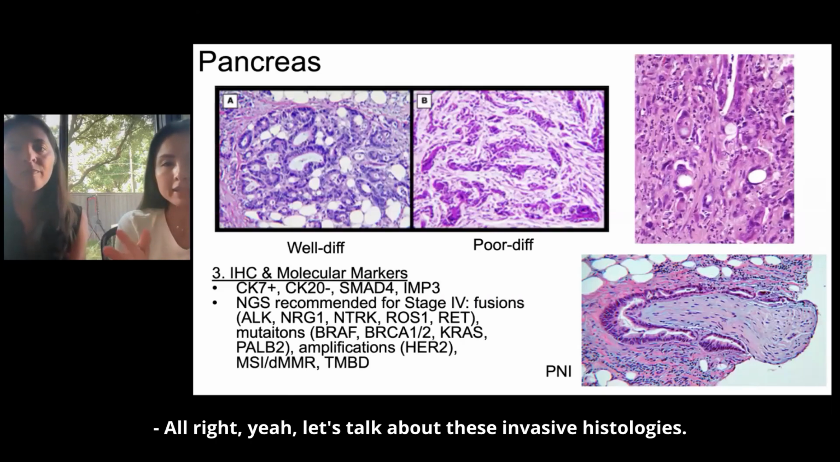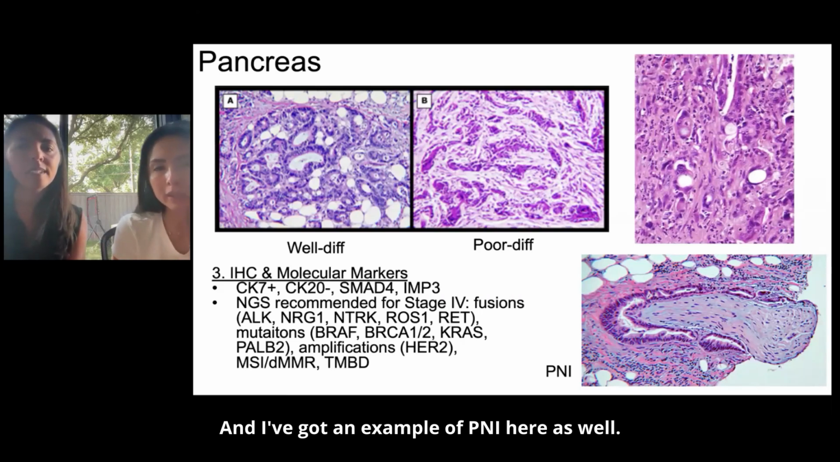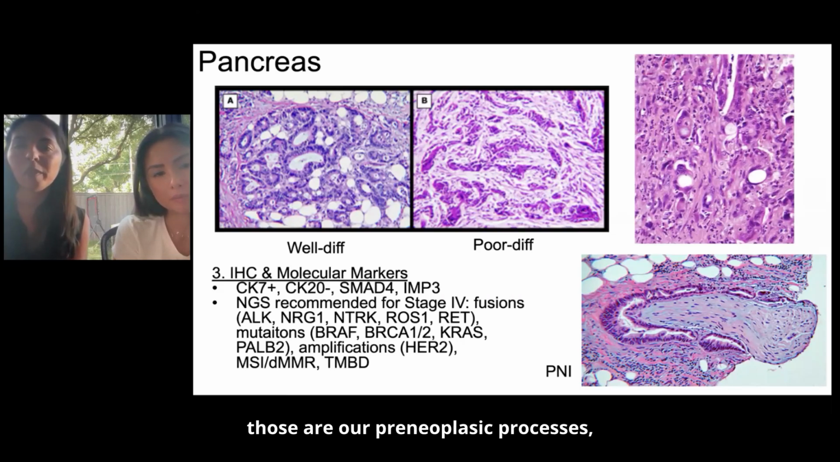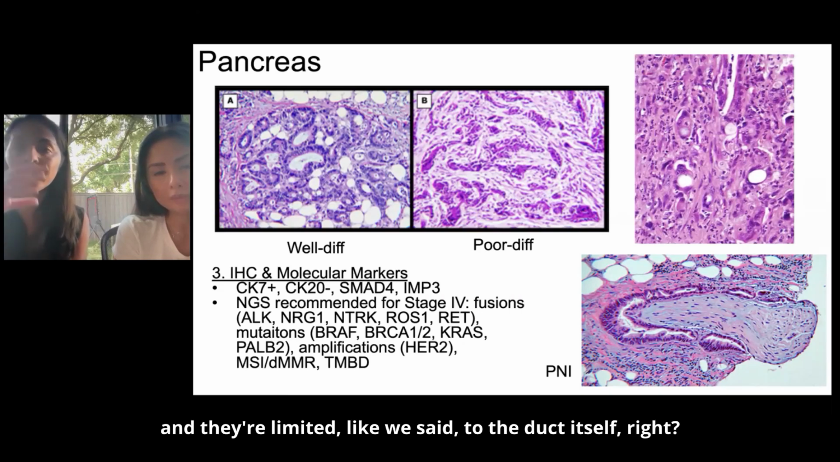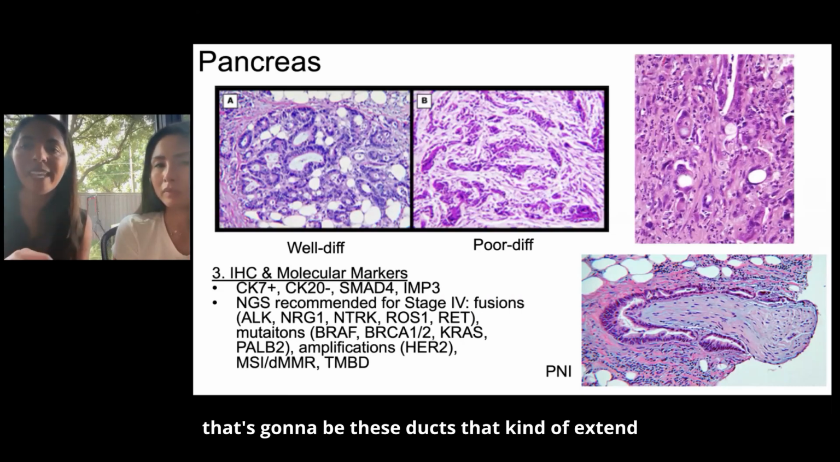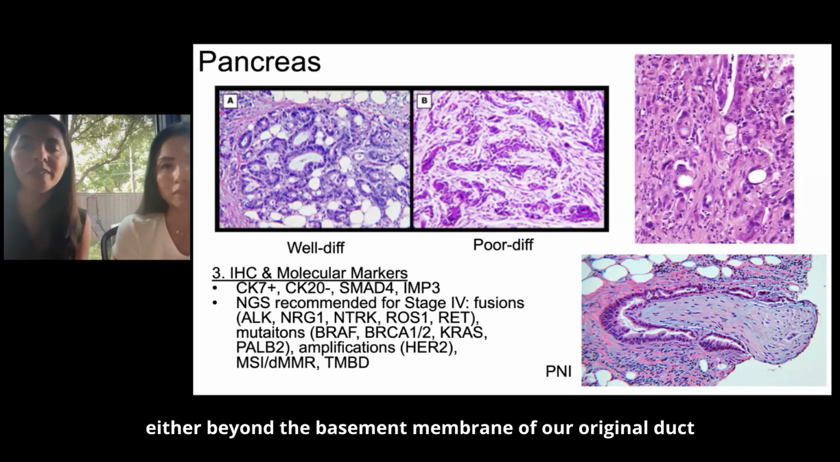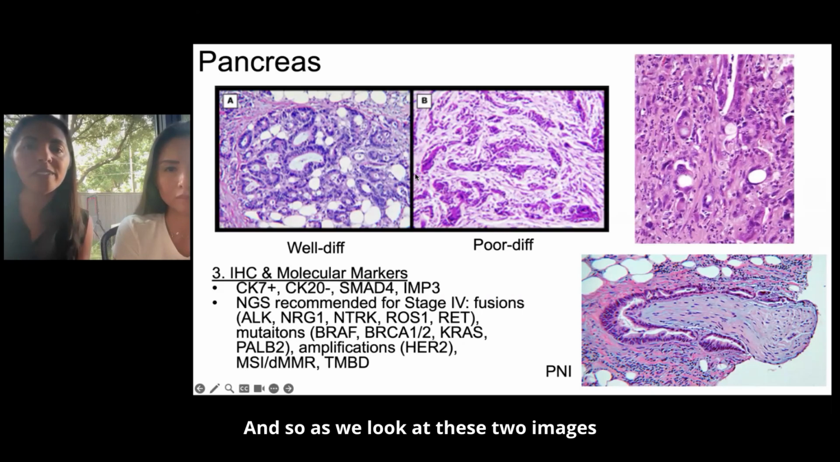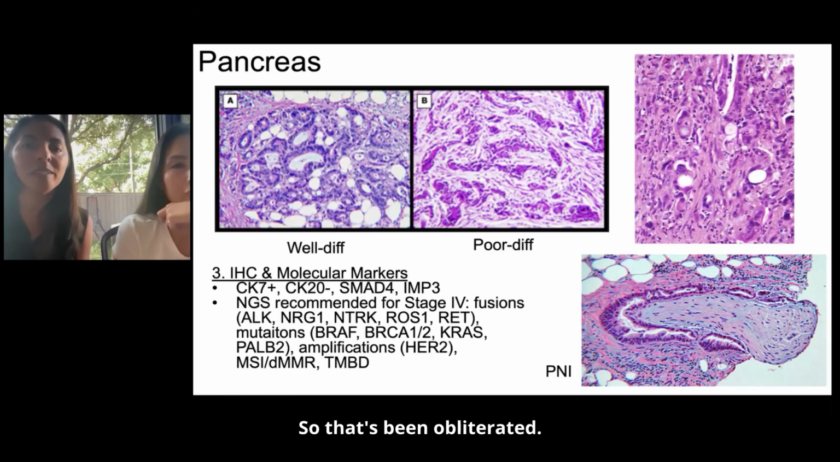All right. Yeah, let's talk about these invasive histologies, and I have an example of PNI here as well. Exactly. And so when we think about PanIN and we think about IPMN, those are preneoplastic processes. And they're limited, like we said, to the duct itself, right? So when we start to see adenocarcinoma, that's going to be these ducts that extend either beyond the basement membrane of our original duct or really decimate basically the architecture of the normal pancreas. And so as we look at these two images up on top, we don't see any acinar parenchyma. We don't see our normal duct structure. That's been obliterated.